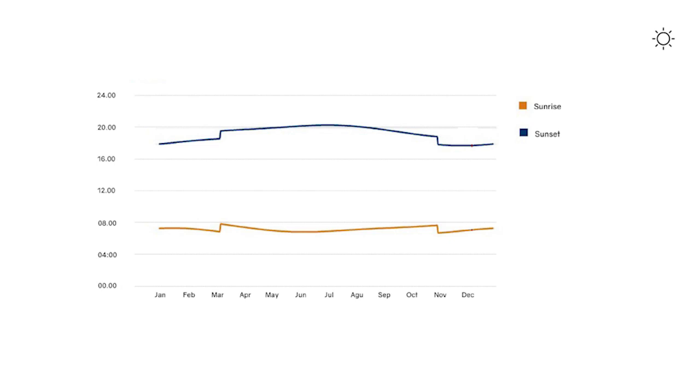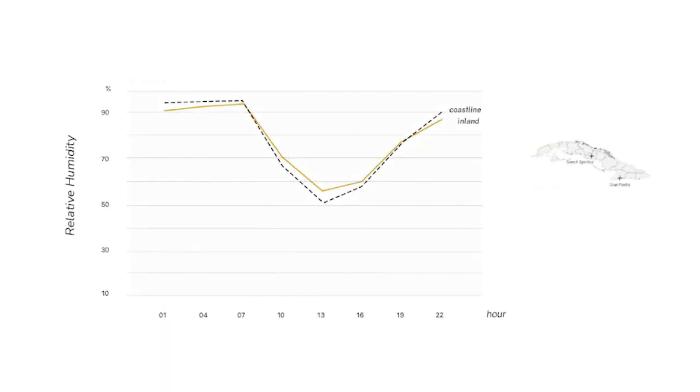Owing to the close position to the Tropic of Cancer, Cuba receives a high value of radiation all year round, with a minimum of 11 hours of sunshine per day. Skies tend to be partly cloudy or clear blue. The average annual relative humidity is high. Maximum humidity of over 90% occurs at sunrise, while it descends to 50 to 60% at noon. Coastline regions experience higher humidity due to their proximity to the sea.